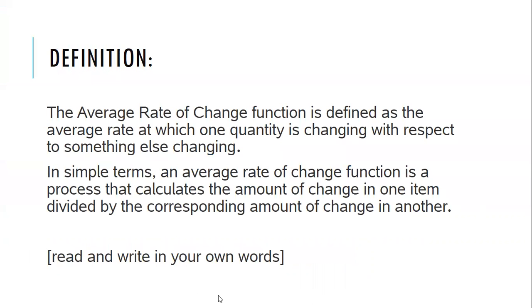Okay, so the definition that we have here is the average rate of change function is defined as the average rate at which one quantity is changing with respect to something else changing. So basically our input is changing, and what is the effect on our output? In simple terms, an average rate of change function is a process that calculates the amount of change in one item divided by the corresponding amount of change in another item. So read through it again, pause for a second, and write this in your own words.